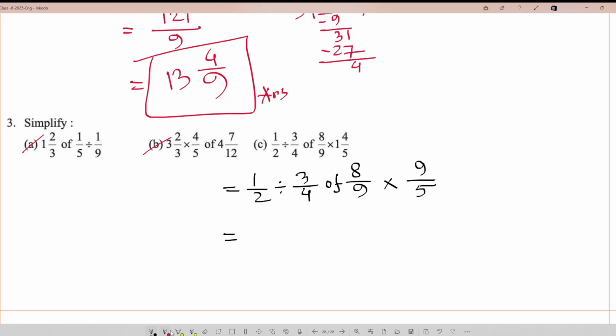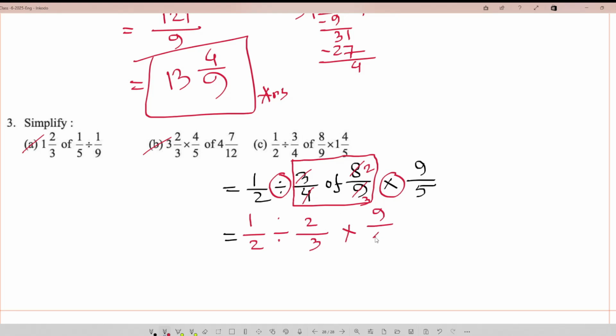Okay, so look, this division and this multiplication will not do anything. So first we will work in of. So 8 divided by 4 is 2, 9 divided by 3 is 9. Okay, so here is 1 divided by 2, divided by 2 times 1 is 2, 3 times 1 is 3, and then multiplication 9 by 5. Now the second fraction will be flipped once you divide, because 1 by 2 divide becomes multiplication, and 2 by 3 becomes 3 by 2, and here is multiplication 9 by 5.